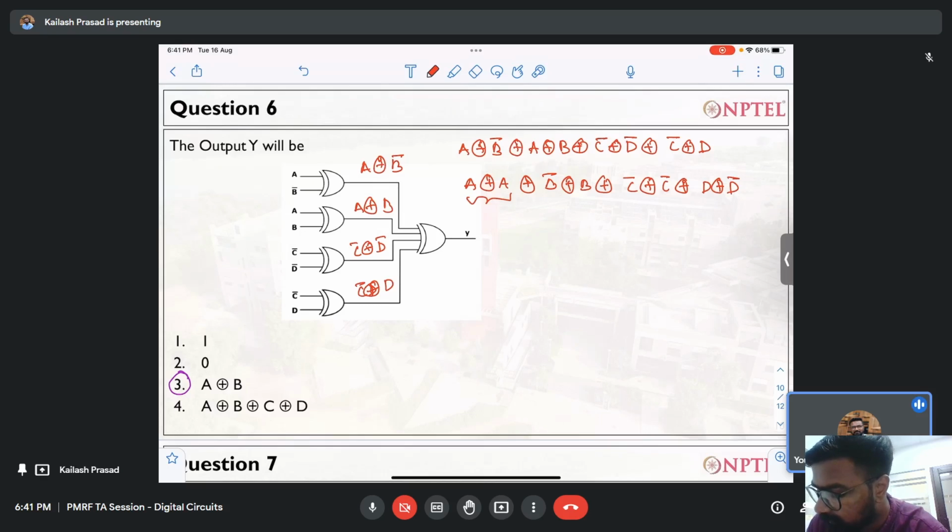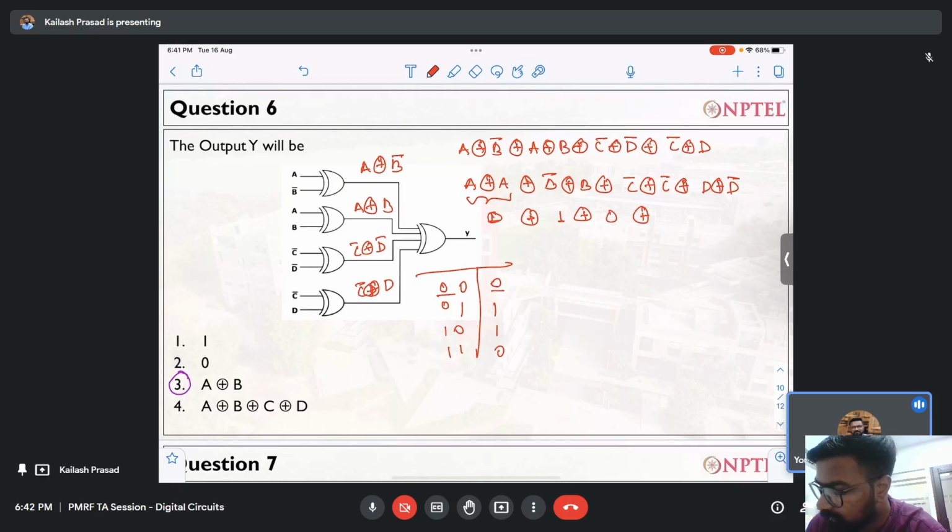So A XOR A, right? If you know the truth table of XOR, 00 is 0, 01 is 1, 10 is 1, 11 is 0. So if you XOR the same, it will give you answer 0, otherwise it will give you 1. So A XOR A will be 0. B XOR B bar will be 1. Then C bar XOR C bar, again 0. Then D XOR D bar will be 1. Then you combine these: 0 XOR 1 will be 1, again 0 XOR 1 will be 1, so 1 XOR 1 will be 0, right? So the answer is 2.